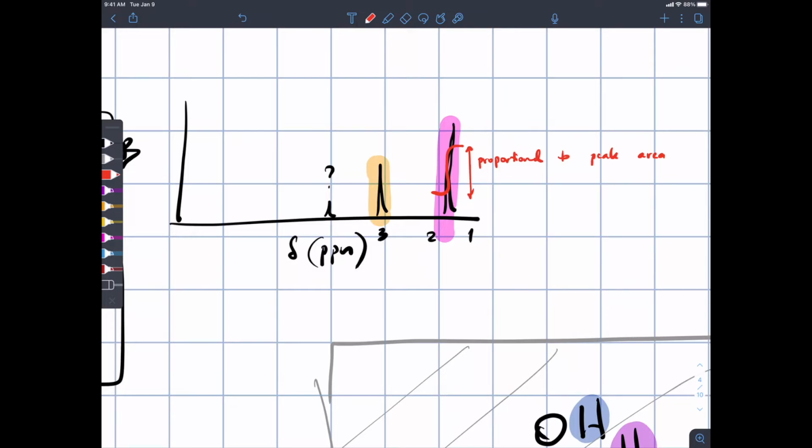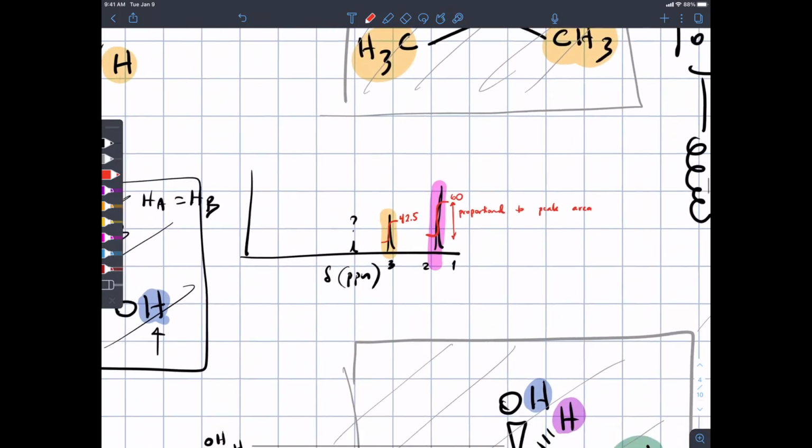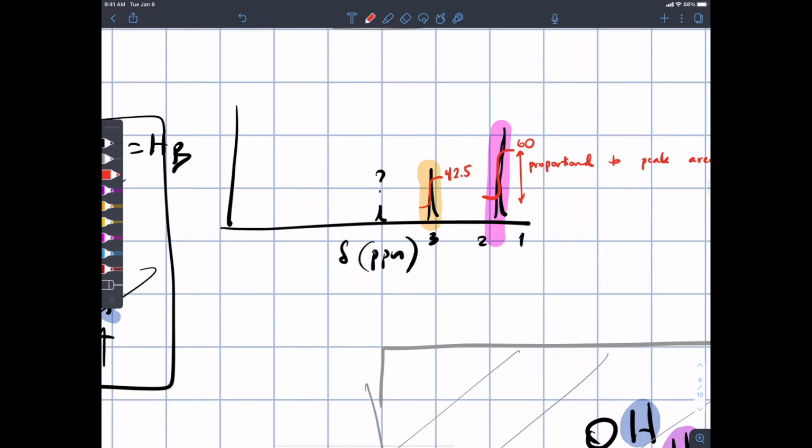So suppose we measure that this peak is worth 60 arbitrary peak units. And we do the same thing for that curve, and we see that this one is worth 42.5 arbitrary peak units. That would tell us that the ratio between these two peaks is roughly, and people are very uncomfortable with this because you want exact numbers.